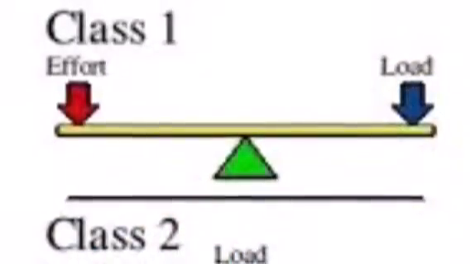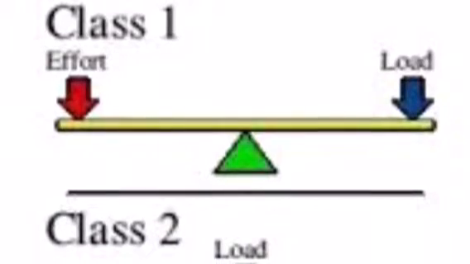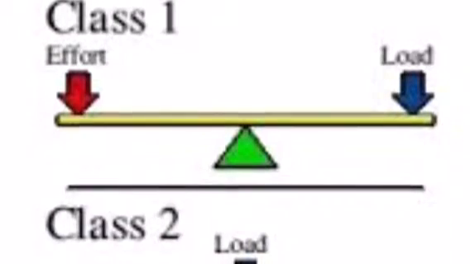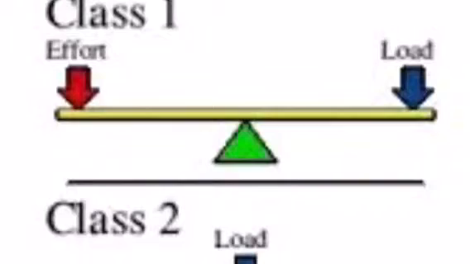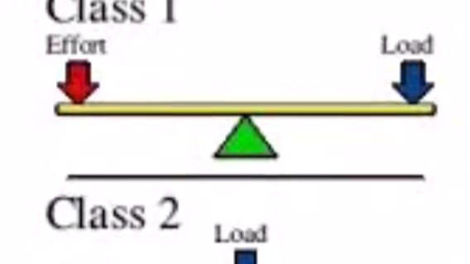There are many types of simple machines, and they all help us do work. Our first example of a simple machine is the lever. There are three types of levers: a first class, a second class, and a third class lever.